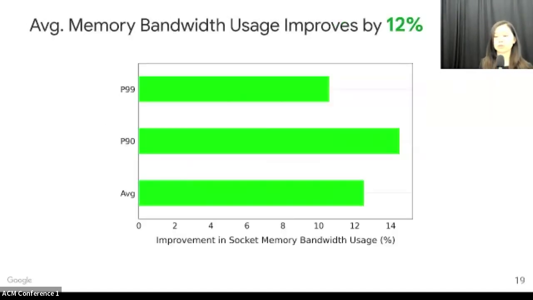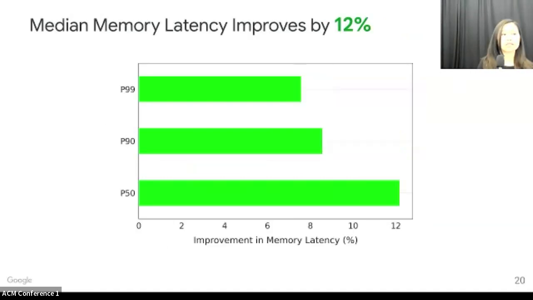We've also seen improvements in memory bandwidth usage. Here we have 3 different percentiles and improvement in bandwidth usage along the x-axis. And on average, we see that our memory bandwidth usage improves by 12%. Similarly, our median memory latency also improves by 12%. Again, we have 3 different percentiles in this figure, along with improvement along the x-axis as measured by percent decrease in memory latency.